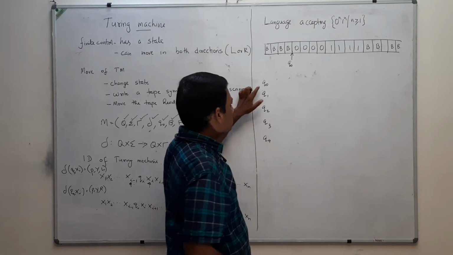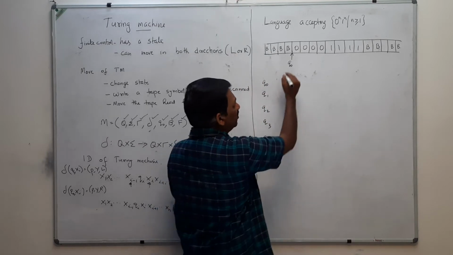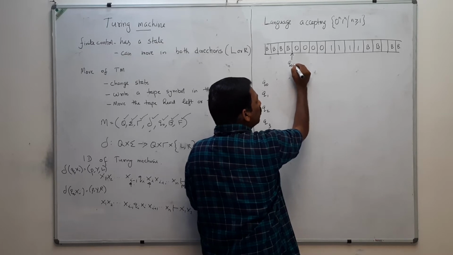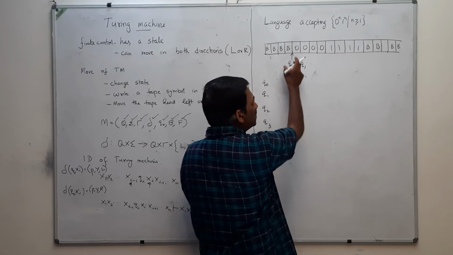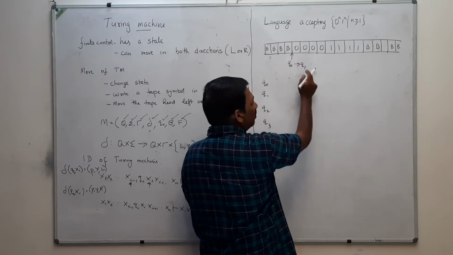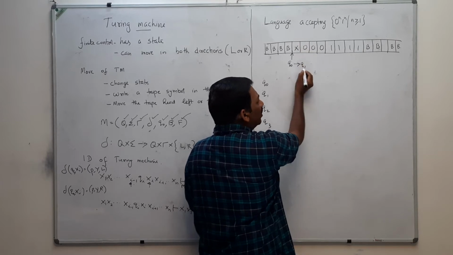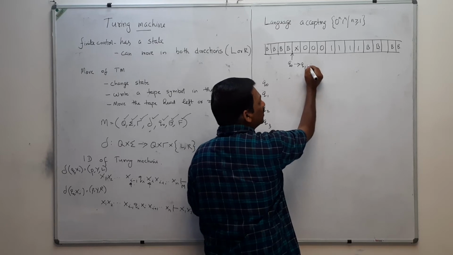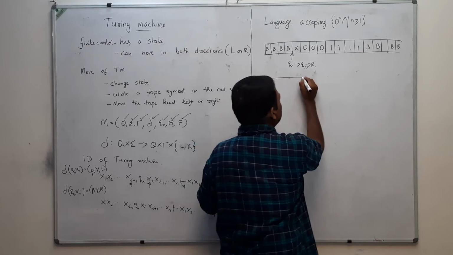Initially it will be in state q0, and q0 on reading 0, what will happen? This 0 is replaced by x, and it will switch to a new state q1, and it is moving right. That means I am going to have a table here.